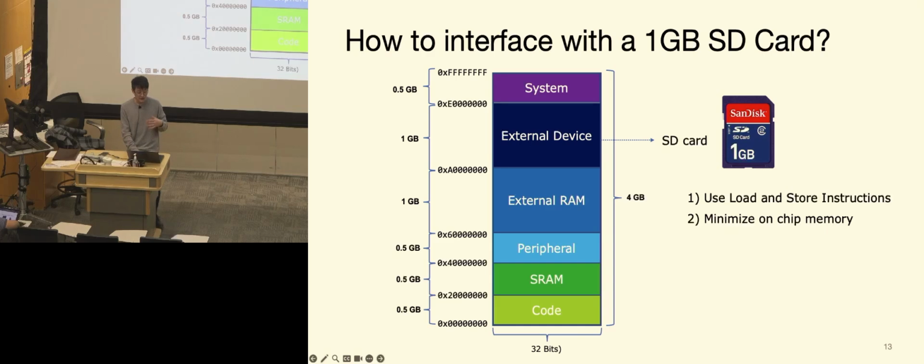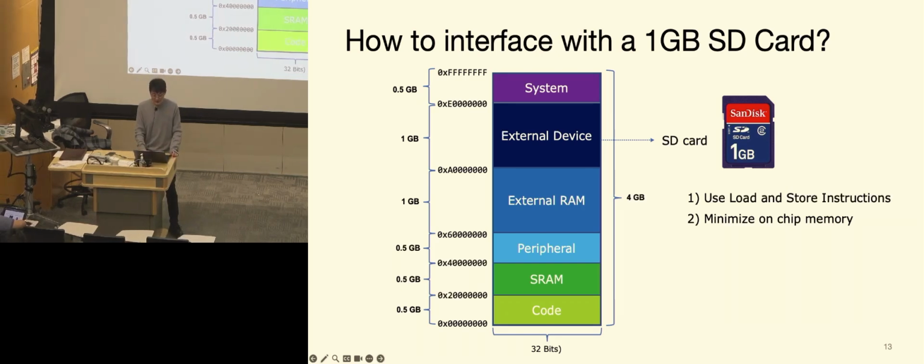And we can also look at a slightly different example, away from the peripherals. For example, some external devices like the SD card use the generic load and store instructions from the core. The goal here is to be able to interact with it just as if it's a part of memory, but also to miniaturize the on-chip memory. Otherwise, it kind of doesn't make sense to have such external devices here.